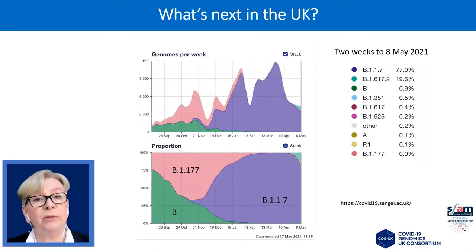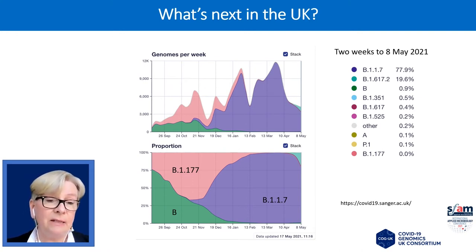Now, what I really want to focus on in the rest of my talk is the very latest, what's next in the United Kingdom. What you'll see here is a screen grab from the COVID-19 Sanger website, which shows a dynamic picture of the circulating variants based on genome sequencing, and in particular gives data for the 2 weeks to 8th of May 2021. Now, at the top, you see genomes per week, and in the bottom, you see the proportion of genomes per week at any given week.